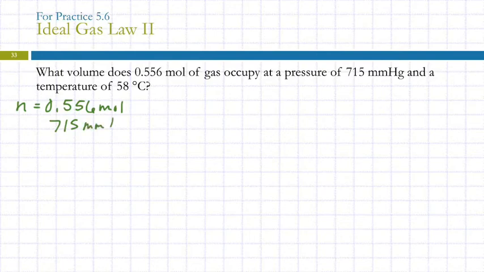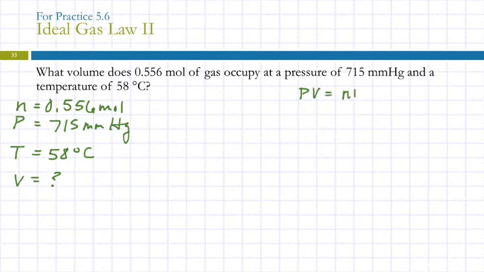And then I've got 715 millimeters of mercury. And that's a pressure unit. It also tells me it's the pressure. And then the temperature is 58 degrees Celsius. So that's T. And they're asking us to find the volume. So volume equals question mark. So we need the ideal gas law, PV equals nRT. This time we're solving for V, so we'll divide both sides by P.